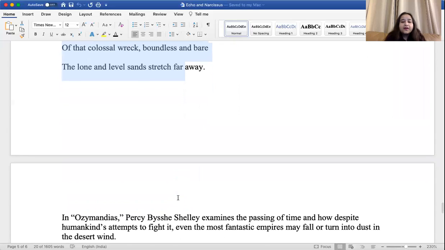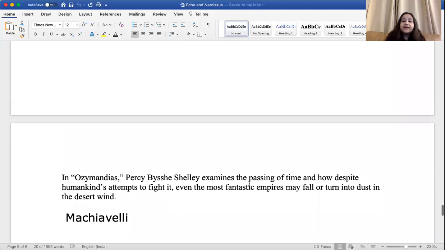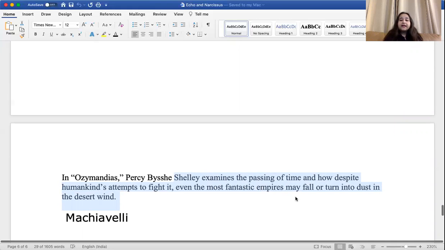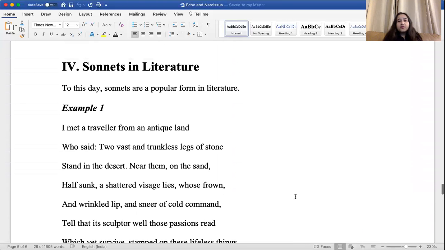And that is what, so here P.B. Shelley's poem Ozymandias basically examines the passing of time, and how even great kings and people who try to show that they are very great, fall into dust or the desert wind. So this was again a sonnet, again a 14-line poem. And so I hope these three poems have clarified the sonnet concept, and please read them and try to understand them.